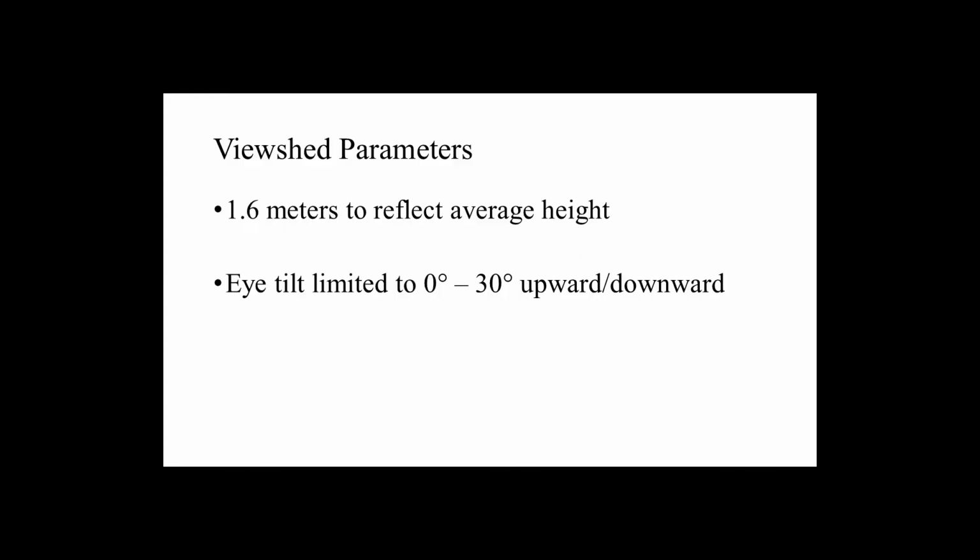To replicate the average adult male point of view in Roman times, we set the camera to a height of 1.6 meters from the ground. We then experimented with ergonomic tilts of the eyes through the viewshed in order to find the optimal viewing position, which we limited to between 0 and 30 degrees.